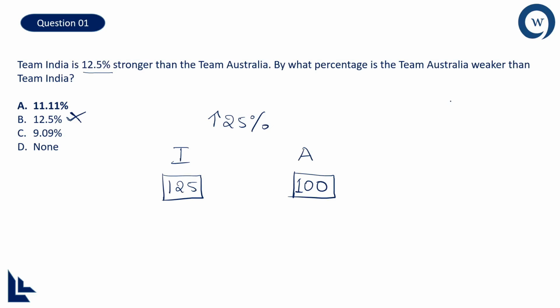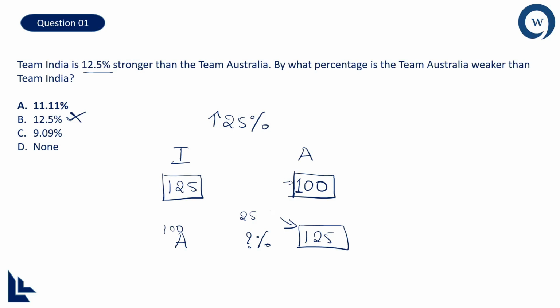And now the question is reverse. By what percentage is Australia less compared to India? India is 125. Now compared to this 125, Australia is how much lesser? Quantity-wise it is 25 lesser. I understand that. But compared to India, this 25 is how much percentage lesser? Now the reference has to be taken with respect to 125, and in the earlier case you had taken the reference as 100, and that's the reason why the answer will be different in this case.